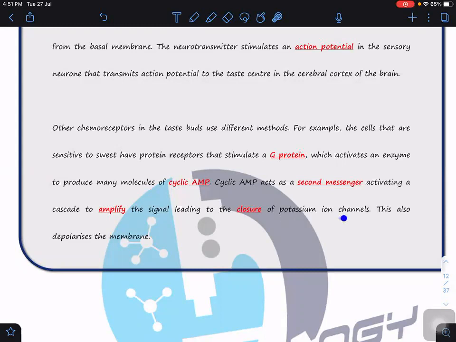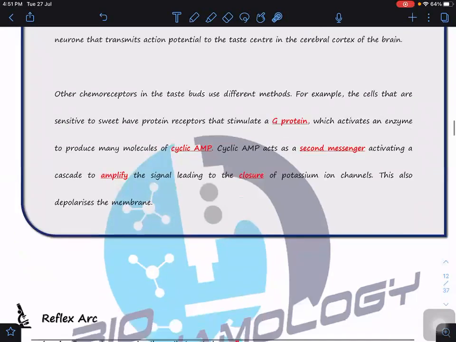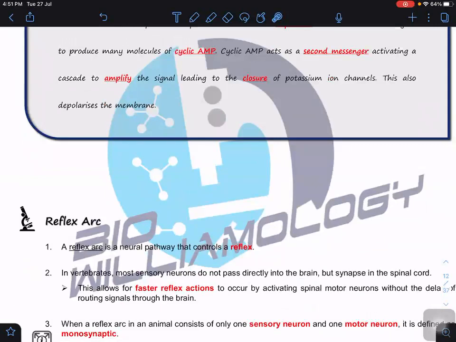The closure of the potassium ion channel means we don't have potassium ions leaking out. So there is accumulation of positive ions inside the cells. Therefore, you can have negative 65 shoot up to negative 64, negative 63, negative 62, which we term the receptor potential. Okay, so with this, I have done for today's class.